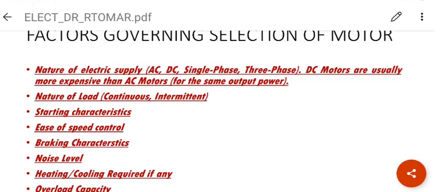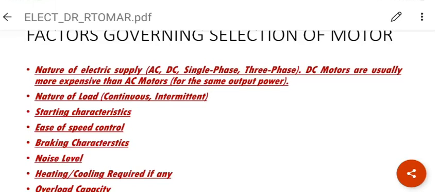There are times when you may have to brake the motor, not BREAK, BRAKE, to reduce the speed, etc. Is the motor noisy? If yes, how noisy? Would it disturb everybody else? That's another question we ask in selecting motors.